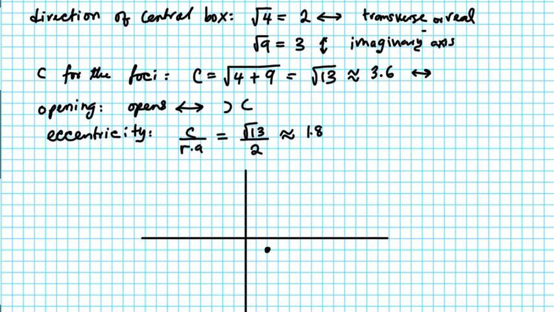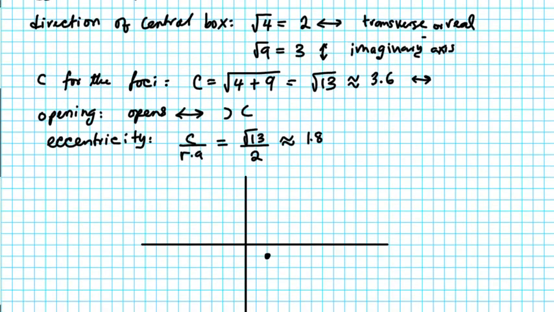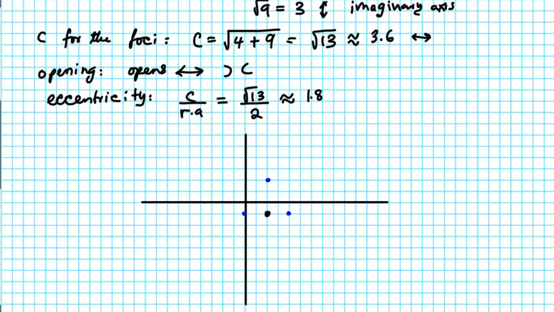Alright, so I'm going to create the central box next. So for the central box, I'm going to go 2 units to the side, so 1, 2 to the right, and then 1, 2 to the left, and then up and down 3, 1, 2, 3, and then down 3, 1, 2, 3. Okay?